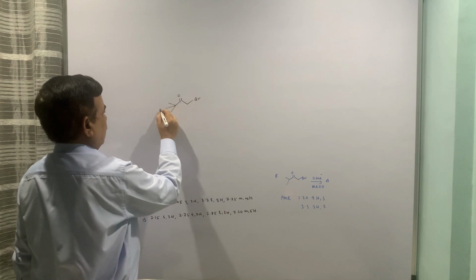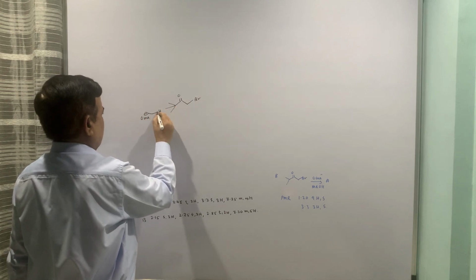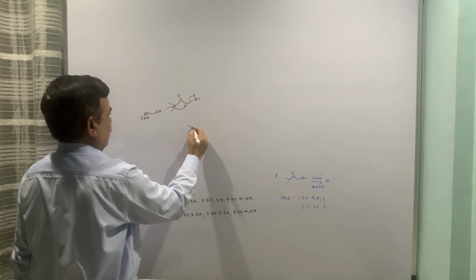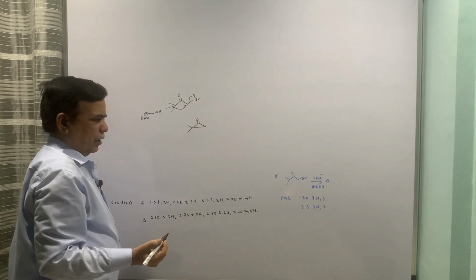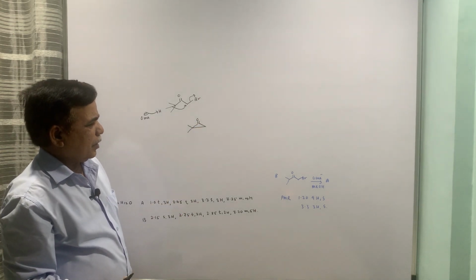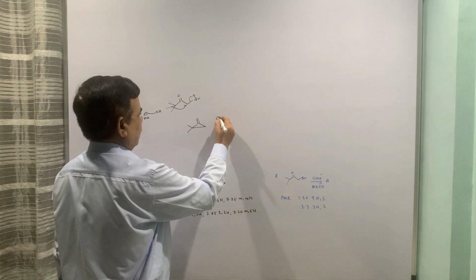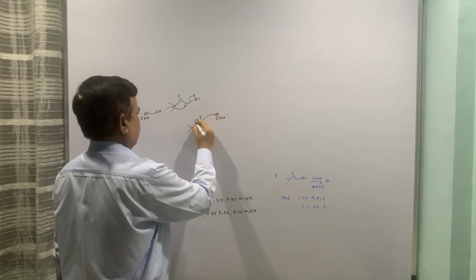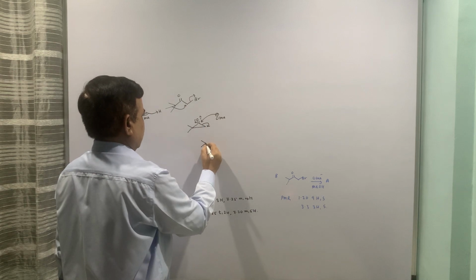OMe minus will abstract this proton. So ultimately what we have is this cyclopropanone type intermediate. So this is your Favorskii rearrangement. OMe minus then attacks here and it opens up preferably here.